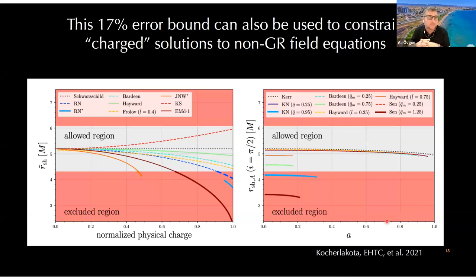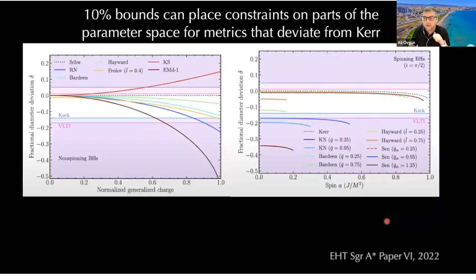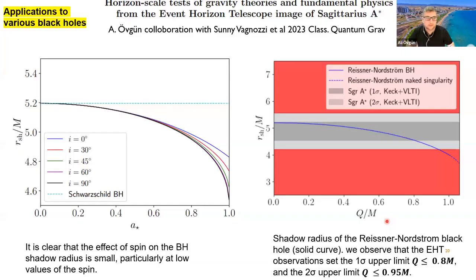So we can use this 17% error bound to constrain the charge solution, also non-GR field equations. And by using the new Sagittarius A paper and observational data, we can use this 10% bound to constrain the charges and also other parameters. So if you want, you can also check our recent paper, in which we test more than 50 types of black holes.